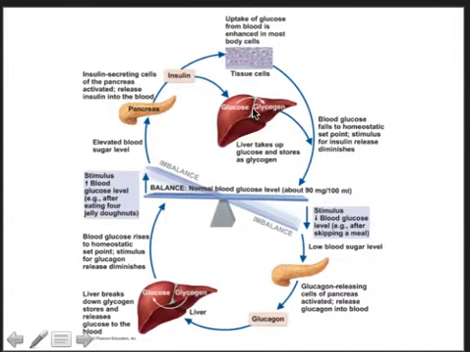And so what happens under the influence of insulin is that the blood glucose levels begin to drop and we head back down to our normal glucose balance.